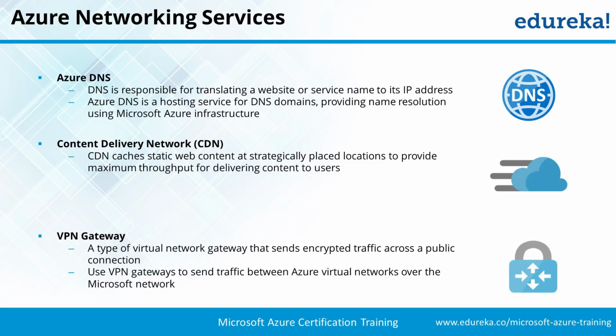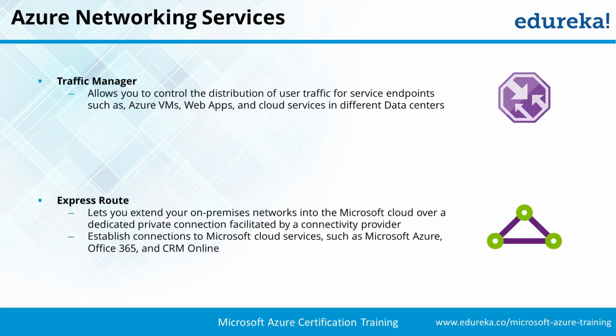Then you talk about the content delivery network. I gave an example of YouTube. Then you have my VPN gateway. This is in case you want to administer my cloud services on the Microsoft network, my cloud. So I would use my VPN gateway to connect to the cloud service. Traffic Manager is for distributing traffic using different geographical locations. Then you have ExpressRoute. This is my direct connection to my Microsoft data center from my on-prem.